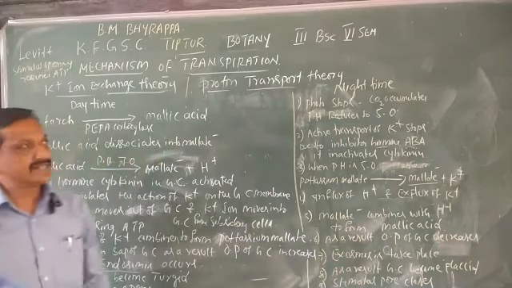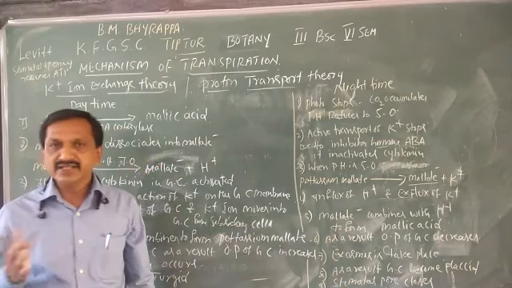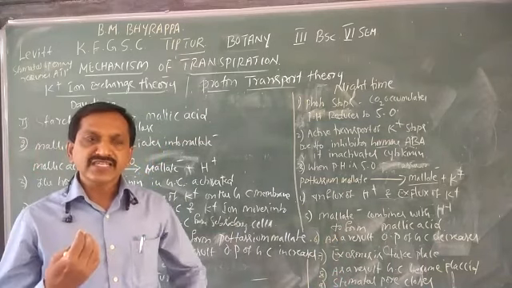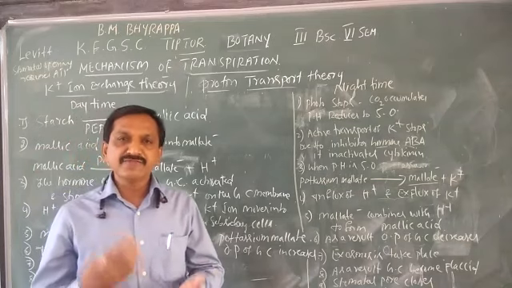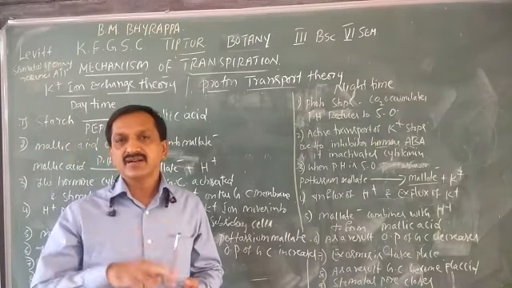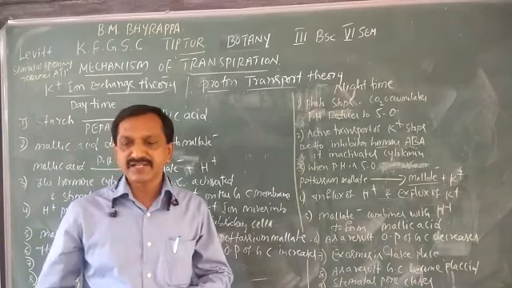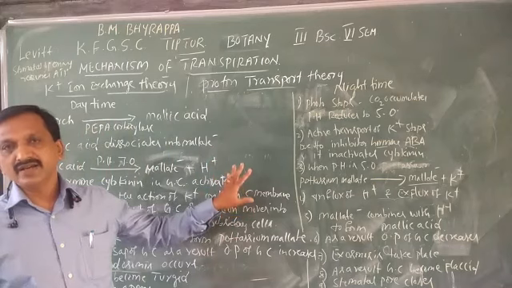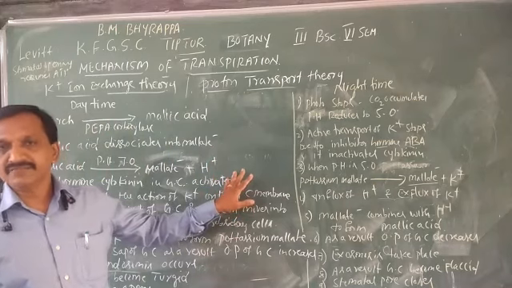So, according to this theory, the opening and closing of the stomata takes place mainly due to efflux and influx of the K plus ions between the guard cells and the subsidiary cells. And this is the most accepted theory by all the physiologists.